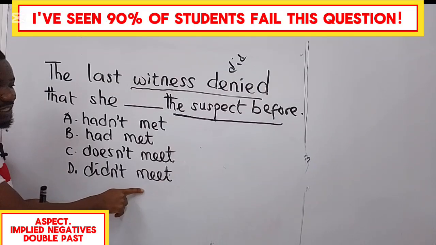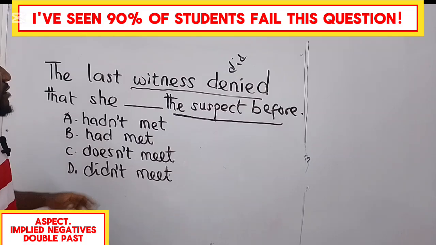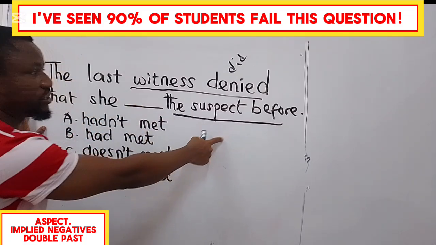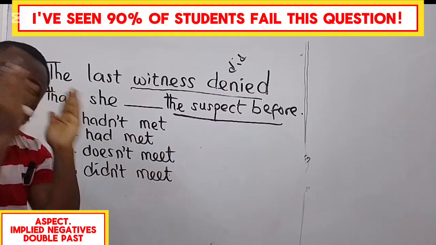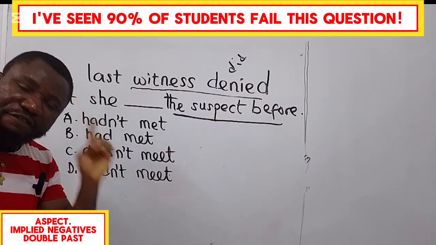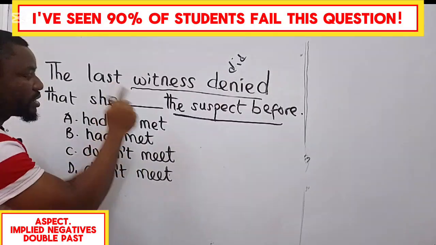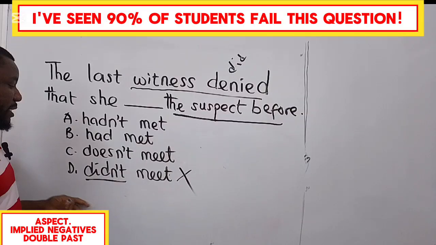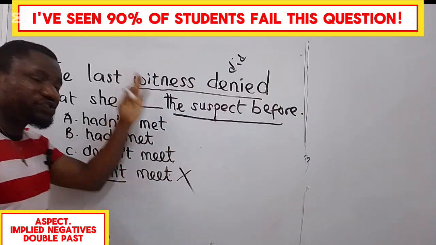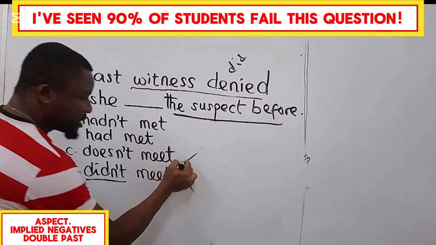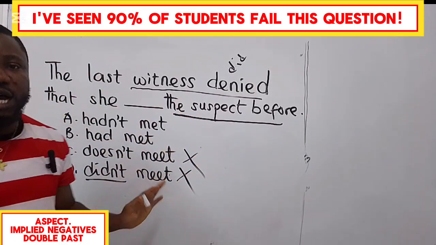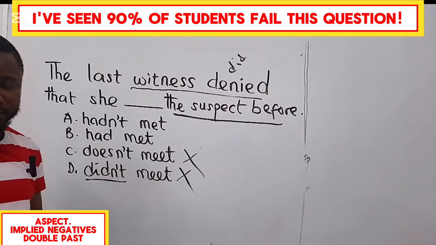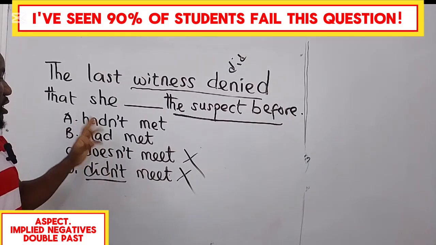Option D is didn't meet, right? Remember, we're talking about the first action. Meeting the suspect before should be the first action. The first action should take PPT, and of course, didn't isn't a PPT. So this option is wrong. Now, doesn't meet: both actions happened in the past, so we can't have doesn't meet. So these two should be eliminated automatically. Now we have option A, hadn't met, and option B, had met. Good. Now that means we have between A and B to choose from.